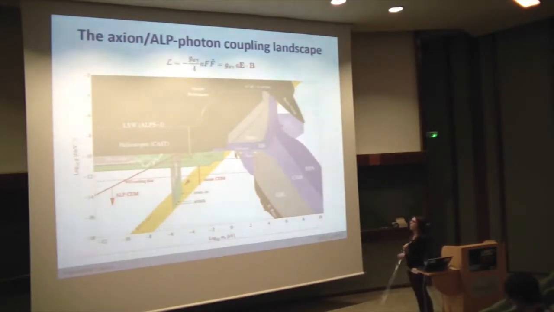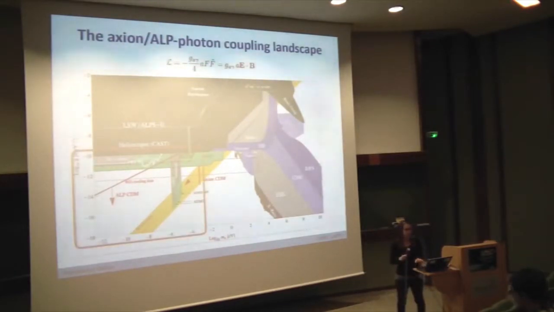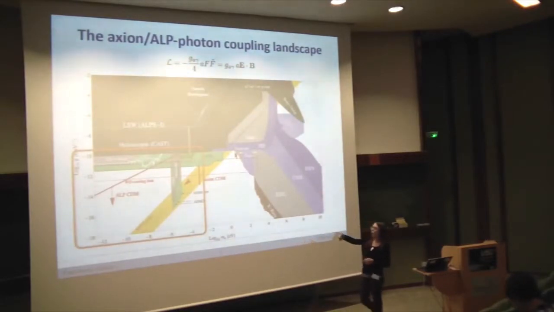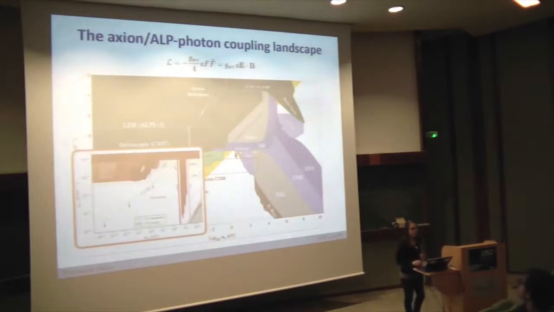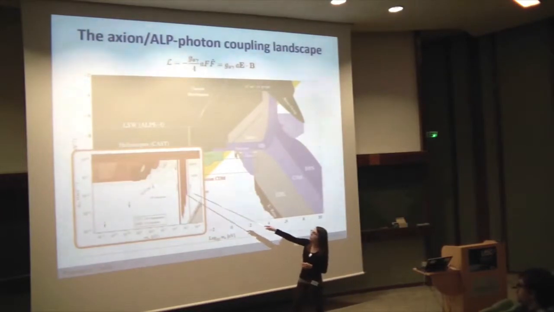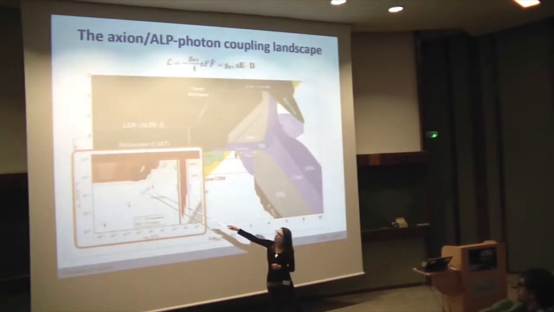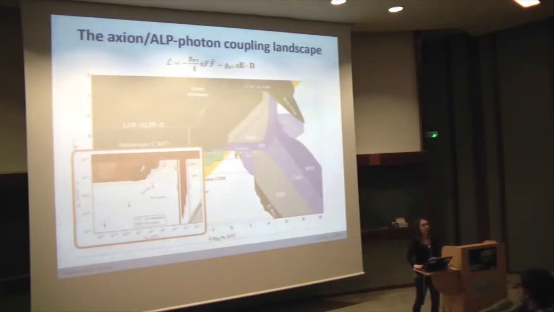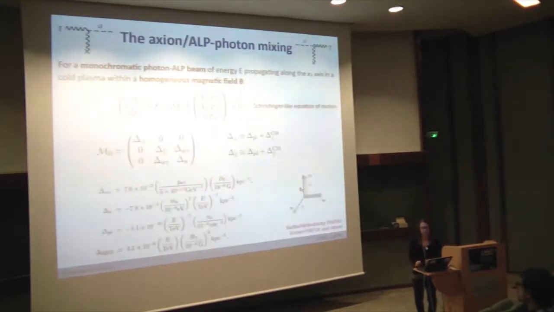Of course, I cannot cover everything, but where high-energy astrophysics is more relevant is in this ballpark of micro-electronvolt masses and low couplings. This is just a summary plot of different constraints, and I will focus on high-energy gamma-ray and X-ray constraints, and then I will finally mention how to use radio wavelengths also for axion dark matter.